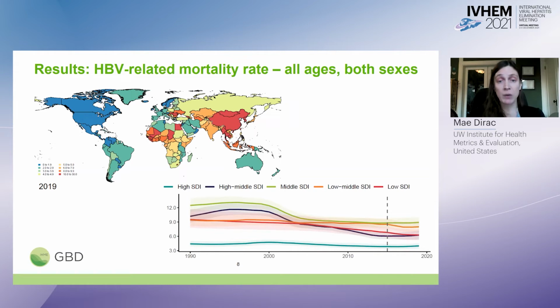You can see that the greatest progress has been made in the middle SDI, high-middle, and low, all have good progress. And then as a progression over time, our high SDI countries show less change, but also lower absolute rates to start with. The vertical dashed line is for the baseline for the elimination targets in 2015.